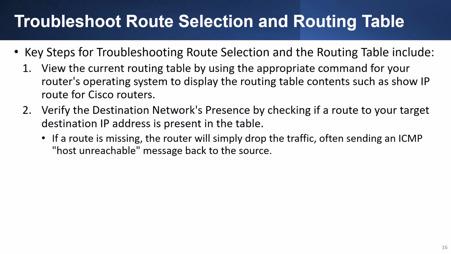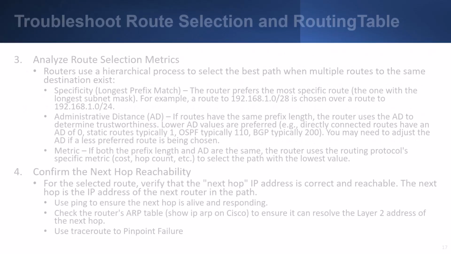Key steps for troubleshooting route selection in the routing table include: view the current routing table by using the appropriate command for your router's operating system to display the routing table contents, such as the show IP route for Cisco routers. Verify the destination network's presence by checking if a route to your target destination IP address is present in the table. If a route is missing, the router will simply drop the traffic, often sending an ICMP host unreachable message back to the source.